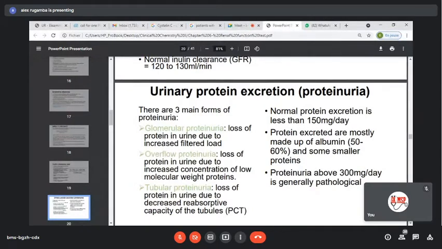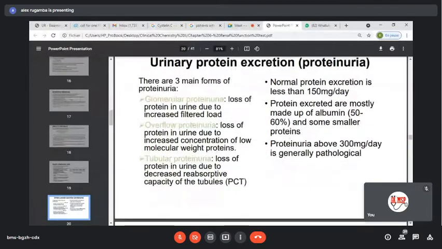And then if you have overflow, it means that there is an increase of concentration. And if it is tubular, it means reabsorption. So the loss of protein in the urine due to decreased reabsorption capacity is what you call tubular proteinuria.